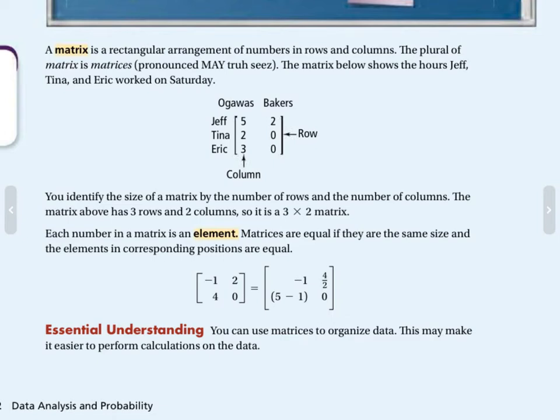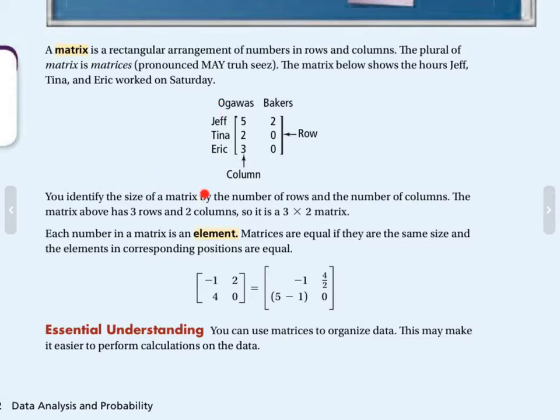All right, so some examples with matrices. This is a matrix, again, a rectangular arrangement of numbers in rows and columns. The plural of matrix is matrices. The matrix below shows the hours Jeff, Tina, and Eric worked on Saturday. So already into a problem here. So again, where they worked and their names. So apparently they work multiple places. Aguas, I don't know what that is.